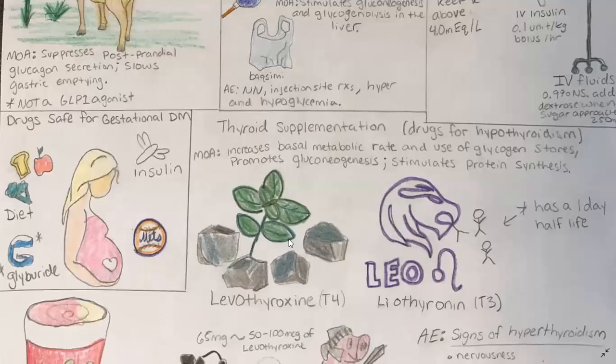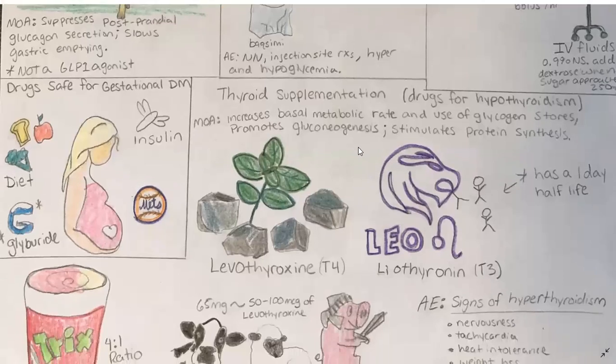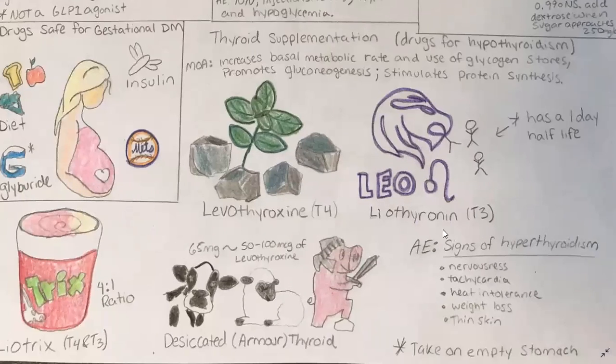That finishes up diabetes, and now we're going to move on to some hypothyroidism drugs. We're going to talk about thyroid supplementation. All of these increase basal metabolic rate and the use of glycogen stores. They promote gluconeogenesis and stimulate protein synthesis. The main drug that you're going to see here is levothyroxine, which is T4.